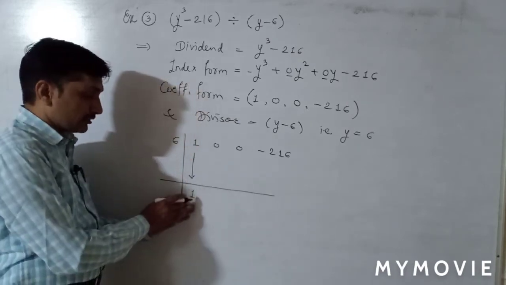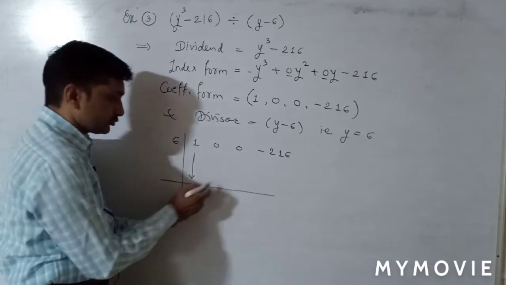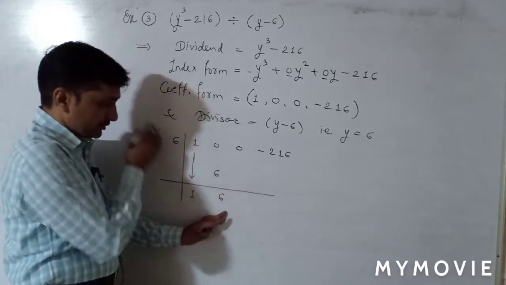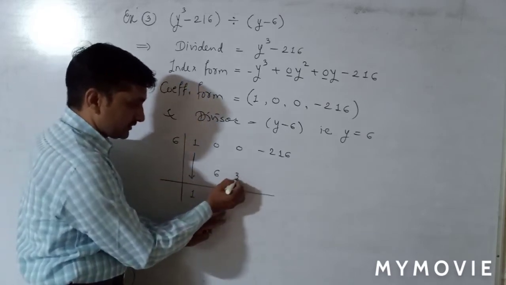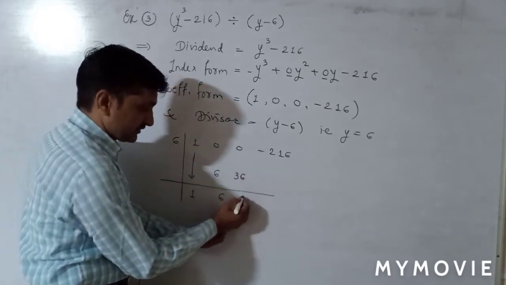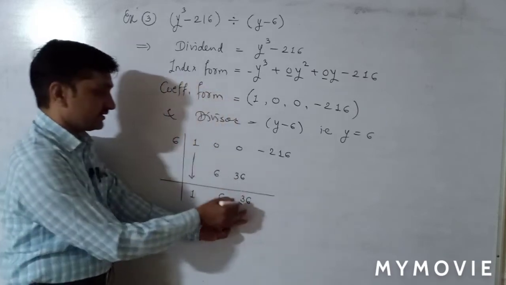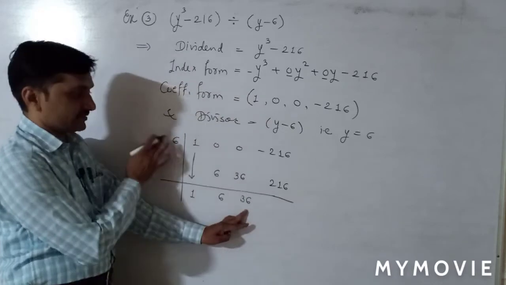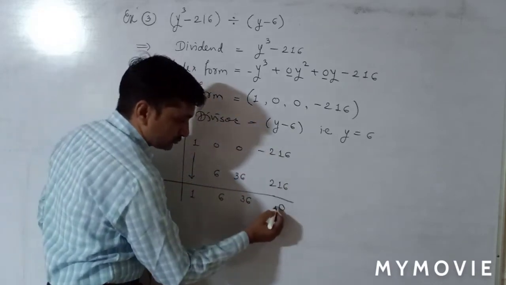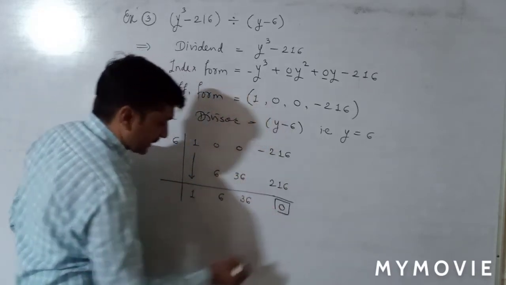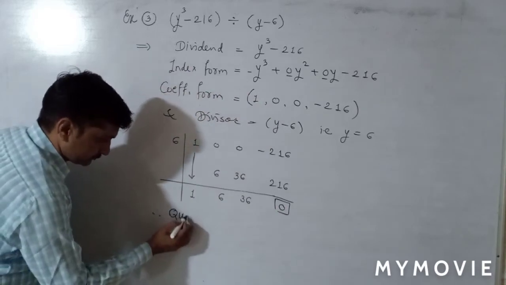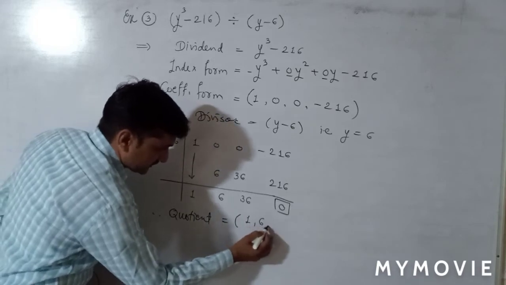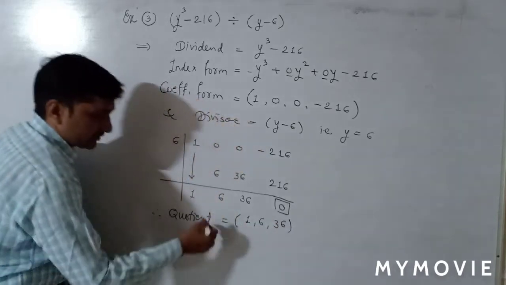After getting this number, multiply with the divisor: 6 ones are 6, and here addition, 0 plus 6, 6. Product again: 6 6s are 36, 0 plus 36, 36. 36 6s are 216. Here plus minus, 0. Here I do a box, this is the remainder. Therefore, quotient now: quotient is equal to 1, 6, 36. This is in coefficient form.